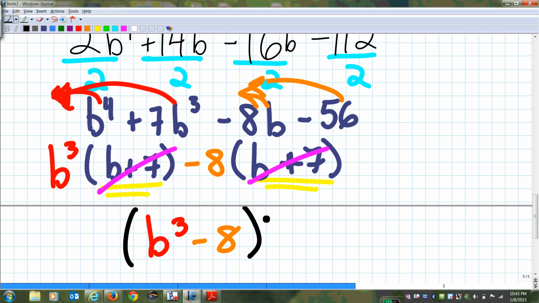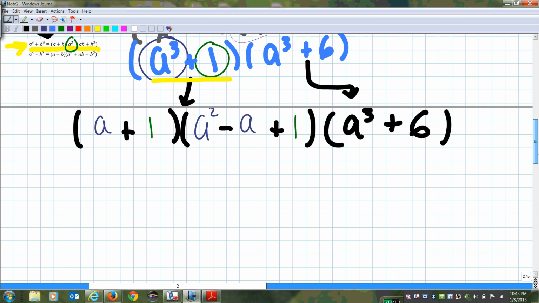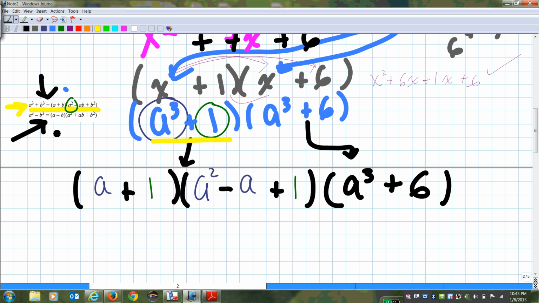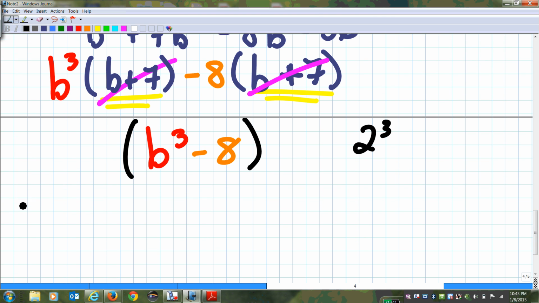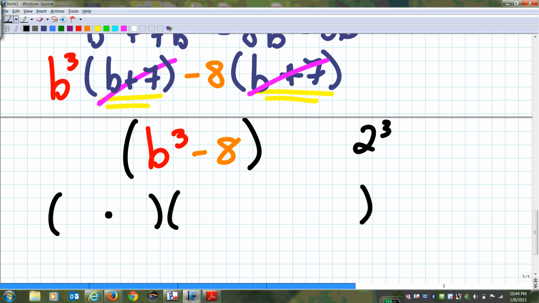Now, you have to ask yourself, is that the difference of the cube? Is 8 a cube? And lo and behold, it is. So now we're back up doing one of these guys, except we're doing the second one. Okay, so the second one looked like this. You keep the same sign, the opposite sign, and then the last one's always positive.